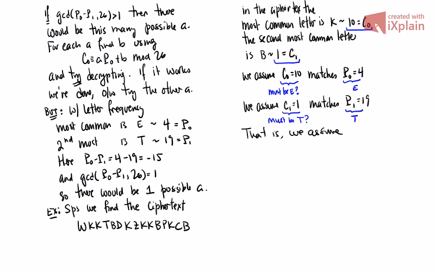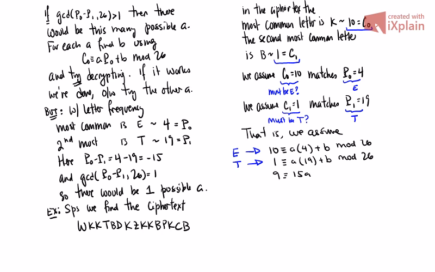Right, so we assume that in this case, 10, our C0 is A times 4, our P0, plus B mod 26. And we assume that our C1 is A times 19 plus B mod 26. So again, the first one is corresponding to E. Second one is corresponding to T. If we take this and we solve it, so we subtract.